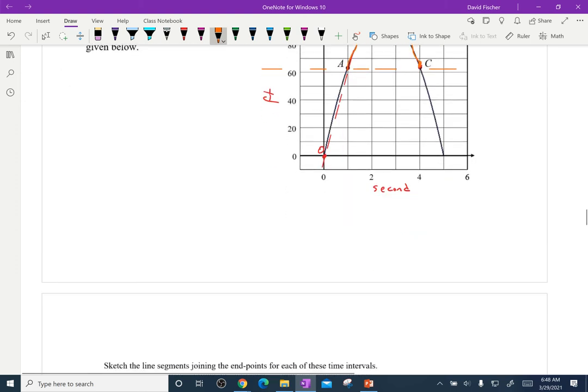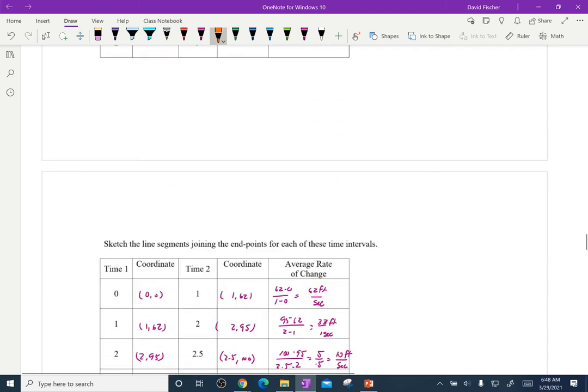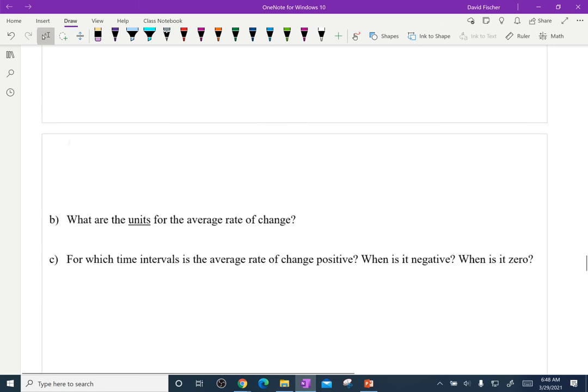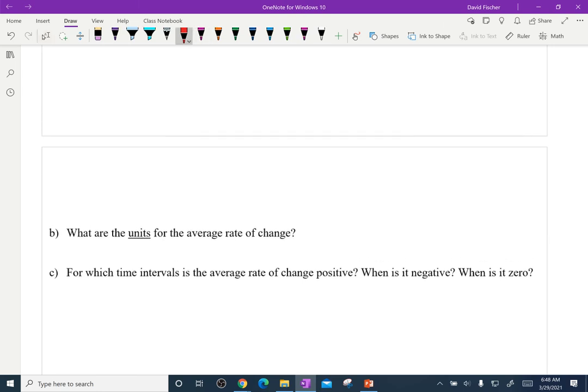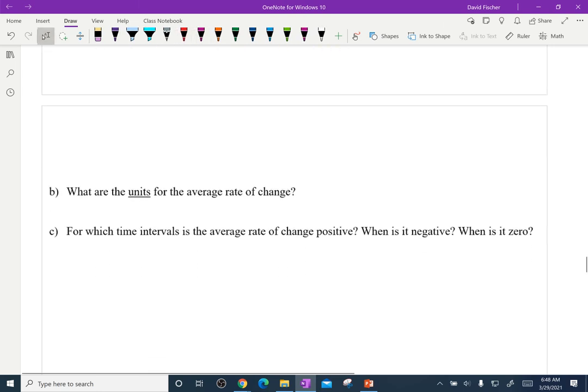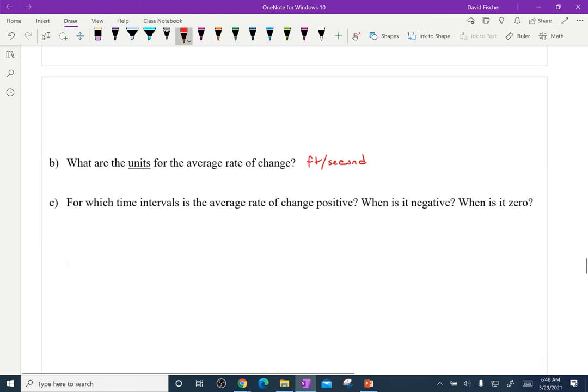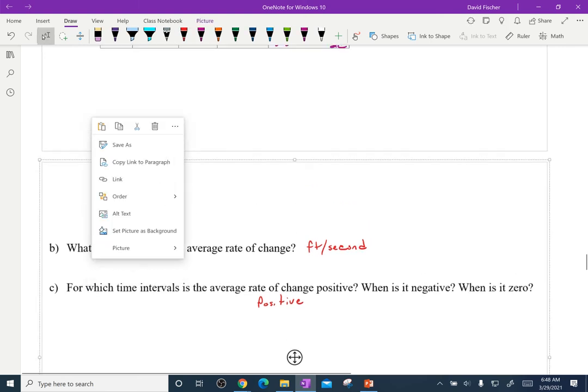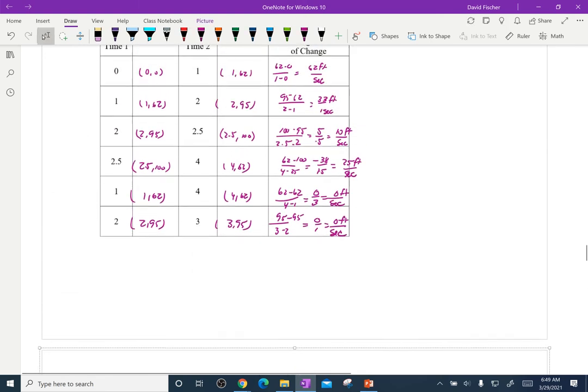Okay. All right. Let's go and answer some questions now. What's the units for the average rate of change? In our problem here, what were our units? It was feet per second, right? Which time interval changes were positive? So you need to write positive here. And so on our chart, where did we have all positive numbers? Well, we had positives at 0 to 1.